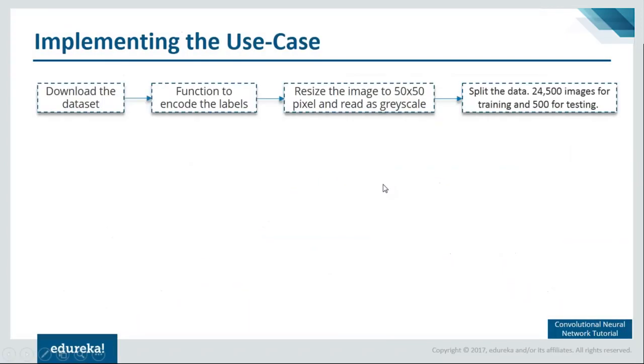Now, let me tell you the steps involved. In the beginning, obviously, we need to download the data set. After that, we are going to write a function to encode the labels. Labels are nothing but the dependent variable that we are trying to predict. In our training data and testing data, we know the labels, so on that basis we can train our model. So we are going to encode those labels. After that, we'll resize the image to 50 cross 50 pixels and read it as a grayscale image. Then we are going to split the data, 24,000 images for training and 50 for testing.